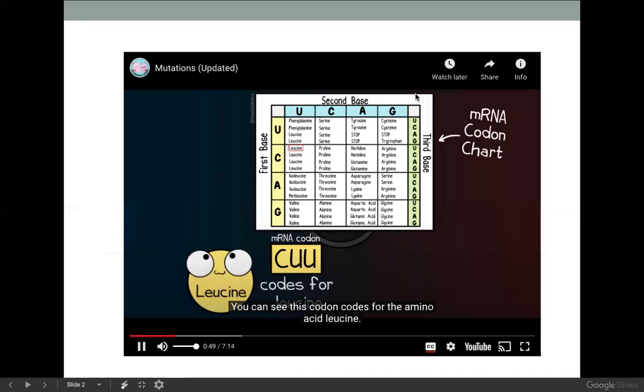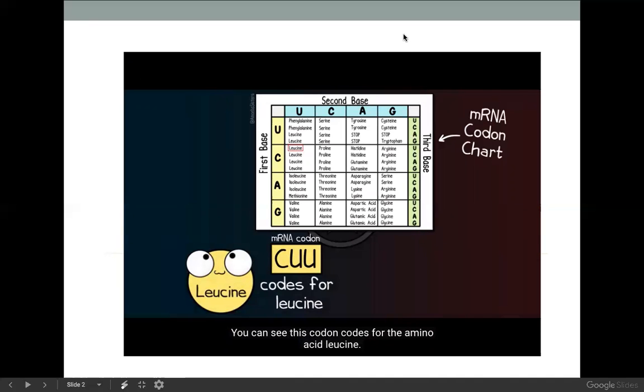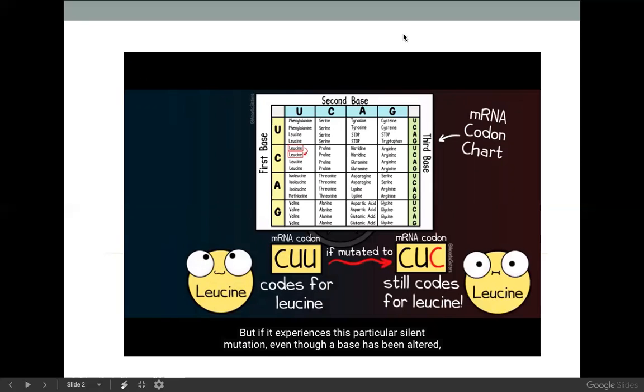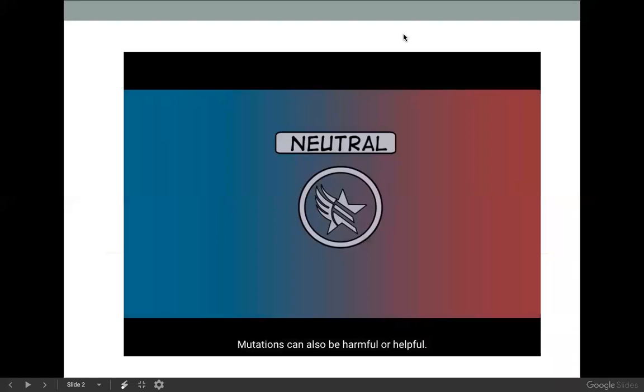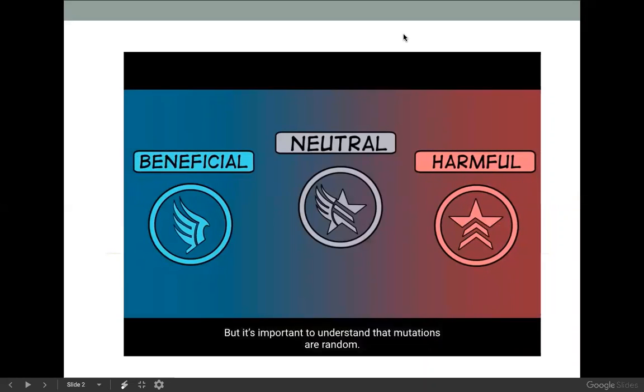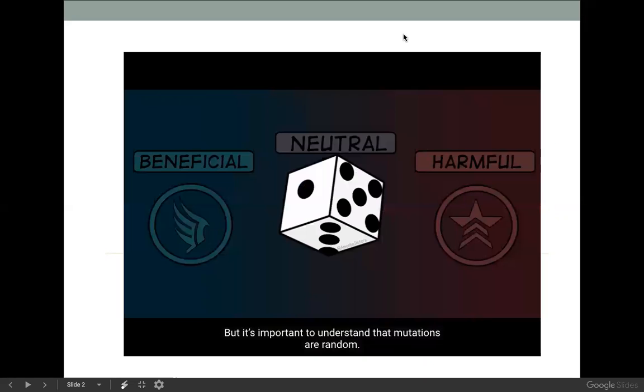Many mutations can be neutral in effect. You can see this codon codes for the amino acid leucine. But if it experiences this particular silent mutation, even though a base has been altered, it still codes for leucine. It did not change the amino acid. Mutations can also be harmful or helpful, but it's important to understand that mutations are random.